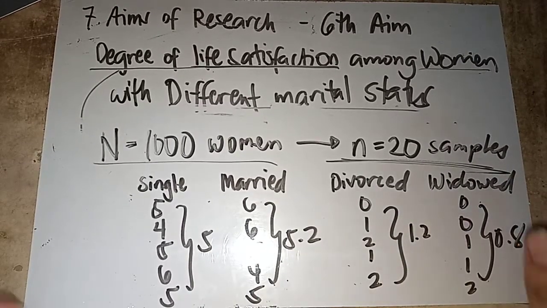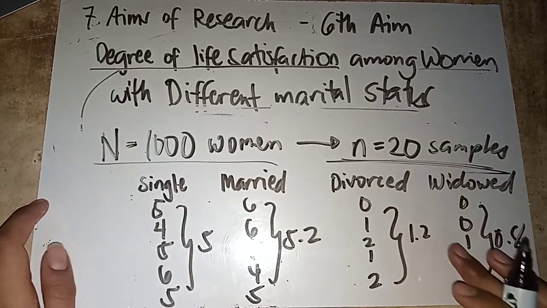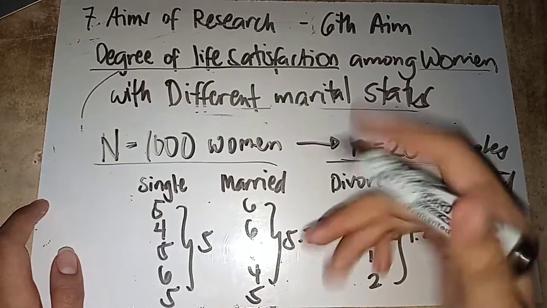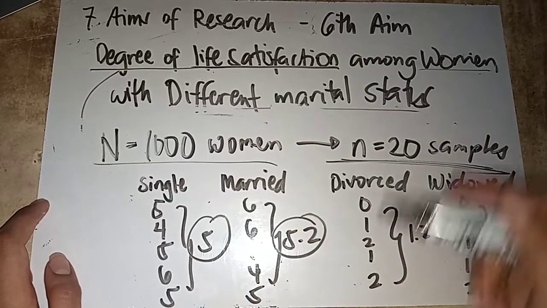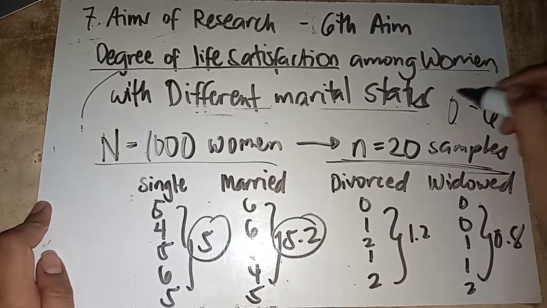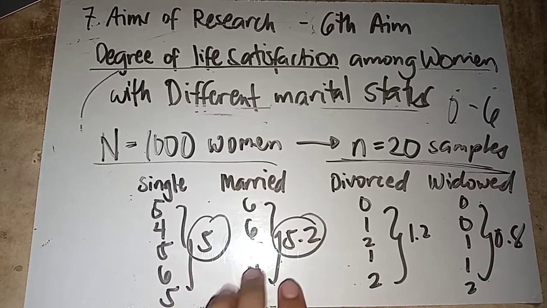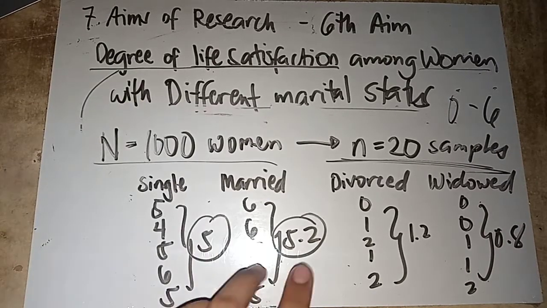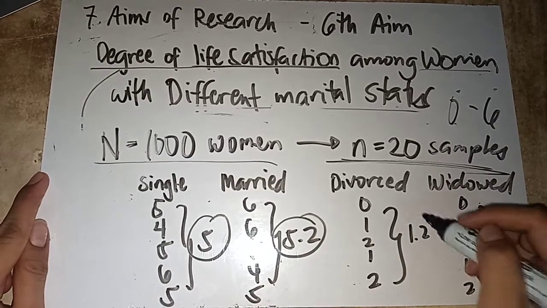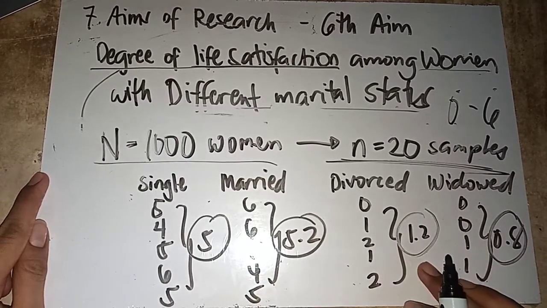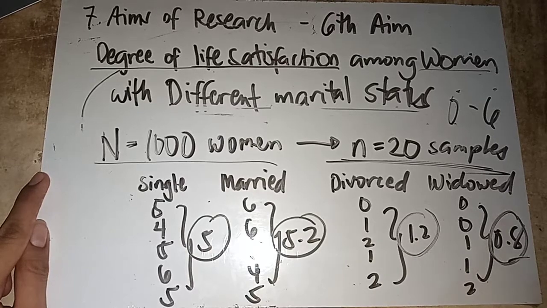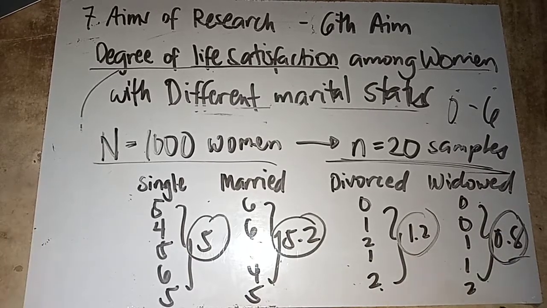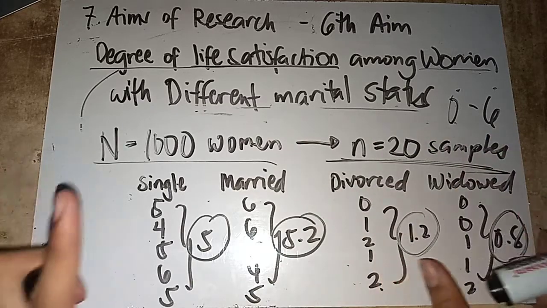Now, you found out, okay, which one has the highest value? Obviously, the single and married have the highest value. So in our chart, we decided 0 to 6, with 0 being the lowest, 6 being the highest. So meaning to say, is there a high or low rate? Obviously, there is a high rate. Meanwhile, divorced and widowed produced a low rate because it only ranges from 0 to 2.